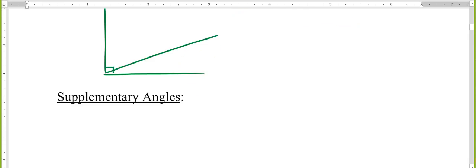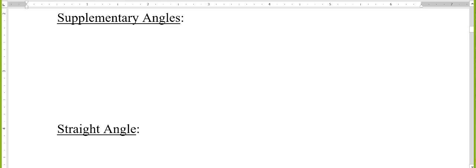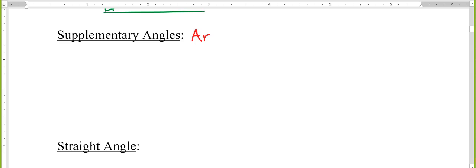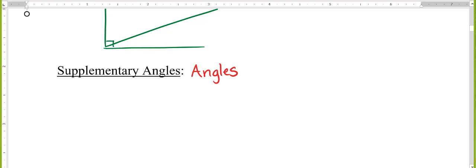We also have what are called supplementary angles. Supplementary angles are angles that add up to 180? You got it. 180 degrees.